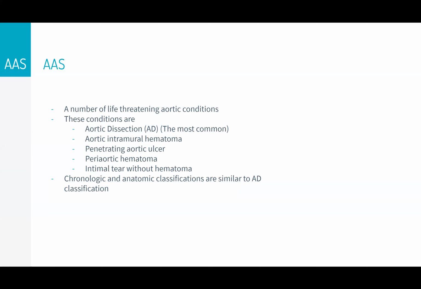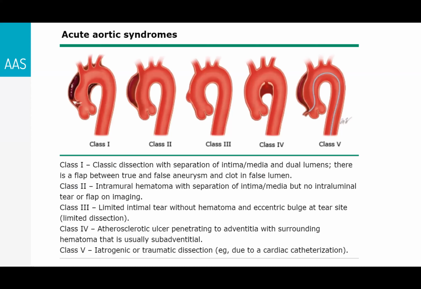The classification of these conditions are similar to aortic dissection regarding the chronologic, meaning the timing for definition of subacute or acute or chronic, or the anatomic classification. We have aortic intramural hematoma type A and type B, the same way we have in aortic dissection and the same definition. This is just a picture I took from UpToDate, just summarizing all these conditions.